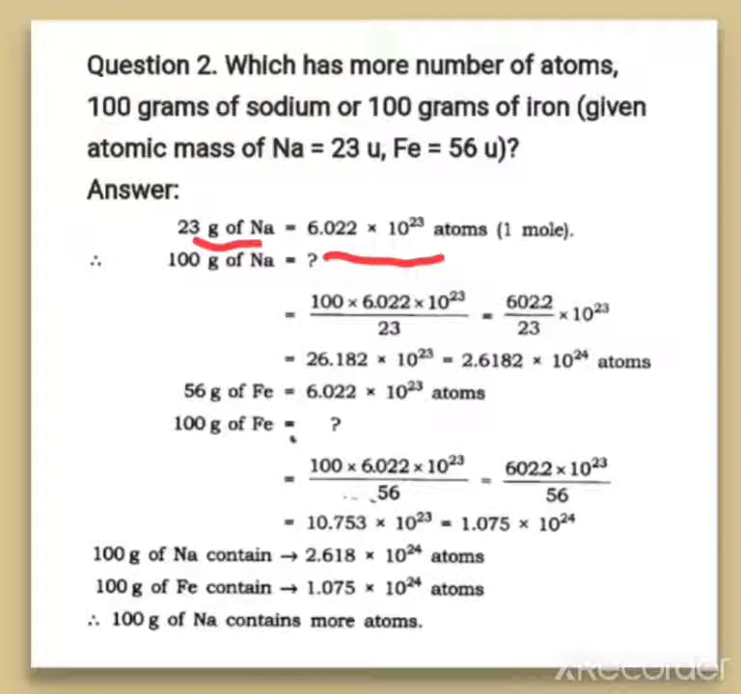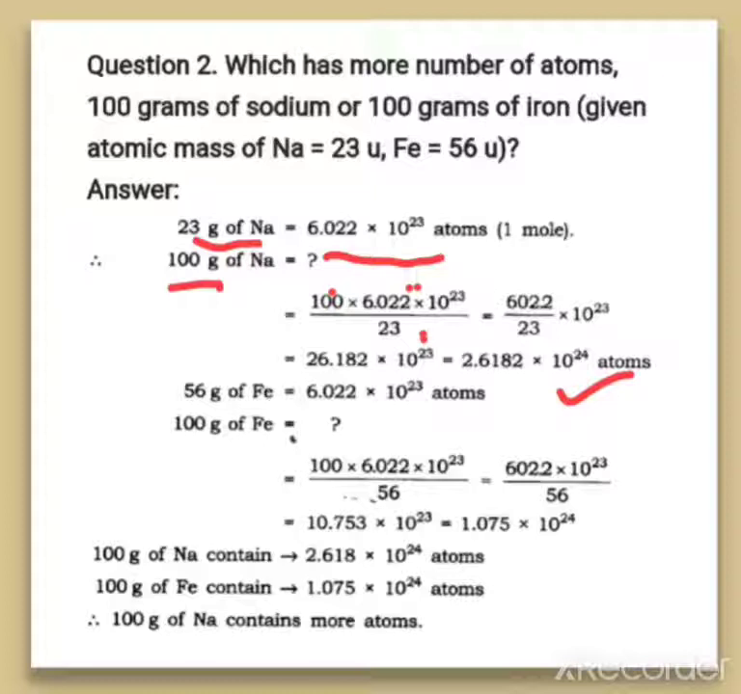So 1 gram will have how many particles? That is 6.022 divided by 23. That is the normal mathematical concept. So how much will be in 100 gram? Multiply with 100. So 100 multiplied by 6.022 into 10 raised to 23 divided by 23. When we solve this, we will get this value.